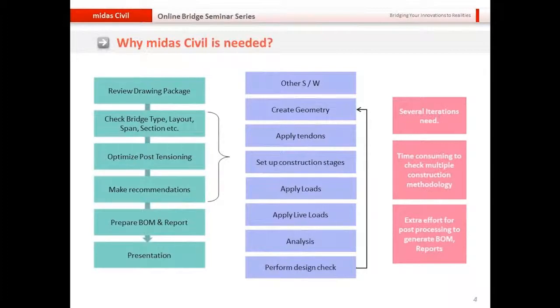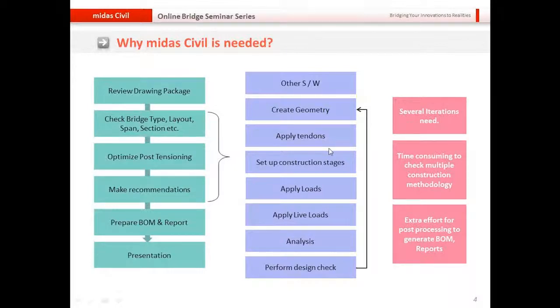Now, if the design checks are not as per the criteria, he has to go back and redo the entire process. So while creating geometry, he has to use a different cross section this time, or if the cross section is fixed, he can alter the span lengths. If not, then he has to come and modify the tendons.